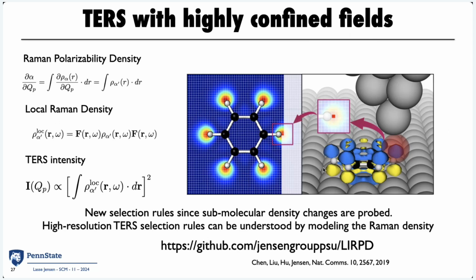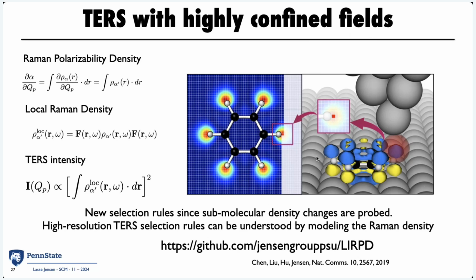And so this is what's illustrated here. In tip-enhanced Raman scattering, the simplest way of thinking of what's happening is that you're looking at this Raman density that comes from the free molecule, but you're only looking at a region of space that's determined by this field localization. So this leads to this idea that we're going to call the local integrated Raman probability density.